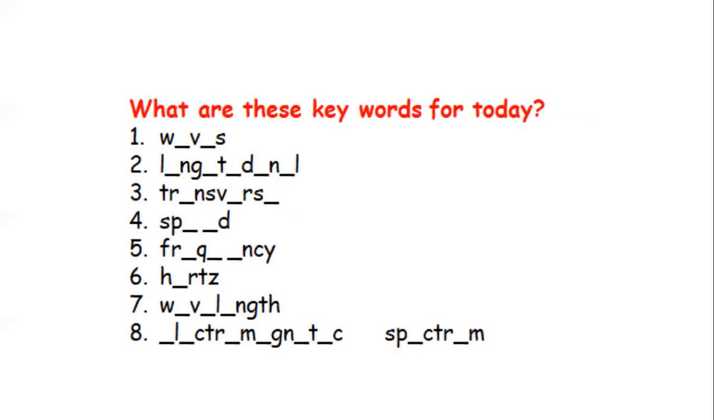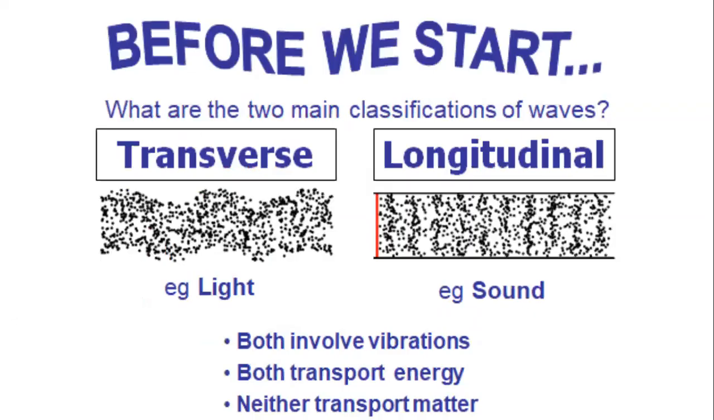Great, so hopefully you've been able to get all 8. Number 1 is waves, number 2 is longitudinal, number 3 is transverse, 4 is speed, 5 is frequency, 6 is hertz, 7 is wavelength, and 8 is the electromagnetic spectrum. Hopefully you got them all right. If you didn't, don't worry too much, just make sure that you've corrected them.